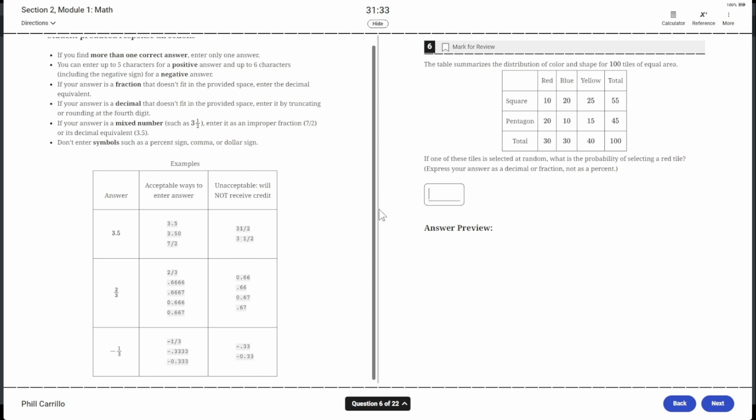Examples: 0.1. Can I use a decimal or can I use a fraction? Express your answer as a decimal or fraction. All right, so 10 out of 100. Let me reread this. Just a red tile? Okay, one like this. I think I can type it like that, right? Acceptable ways? Yes, you can.